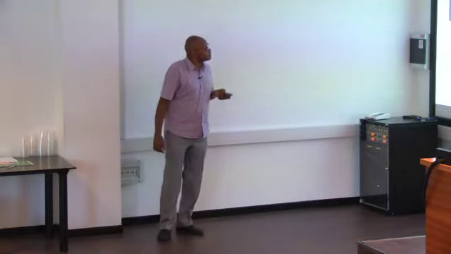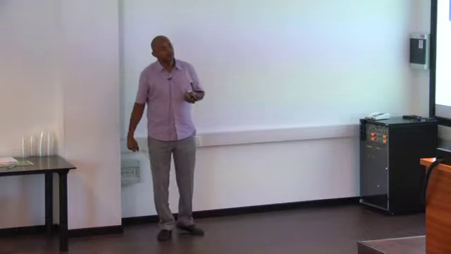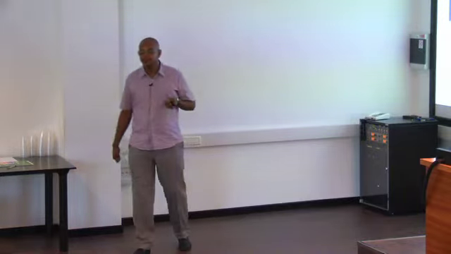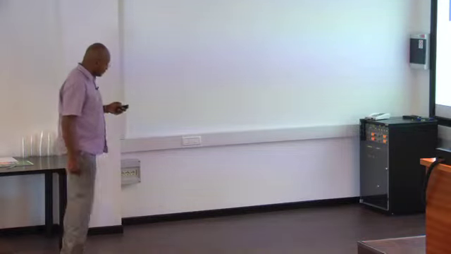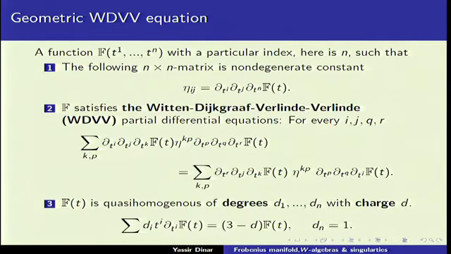So I will give you something about the definition of Frobenius manifold, classical W-algebras, and a conjecture due to Dubrovin about the classification of these algebraic Frobenius manifolds. So this is the definition. Actually, the Frobenius manifold comes from the WDVV equations. I call them geometric WDVV equations. What we are looking for is a function in n variables with a special index. Here my special index will be n.